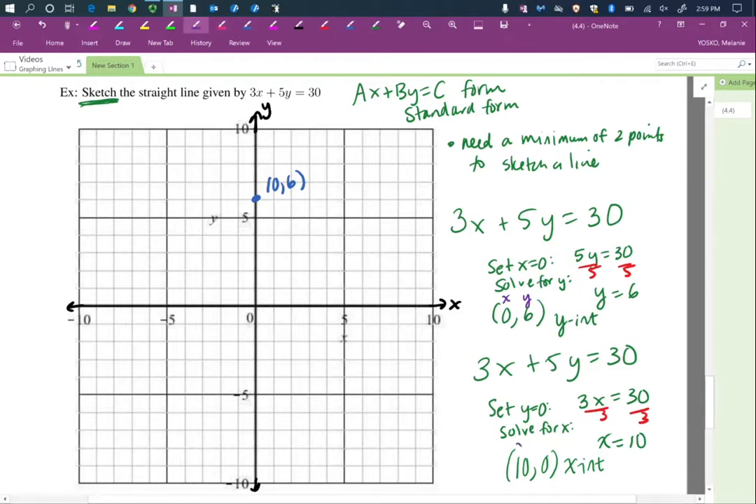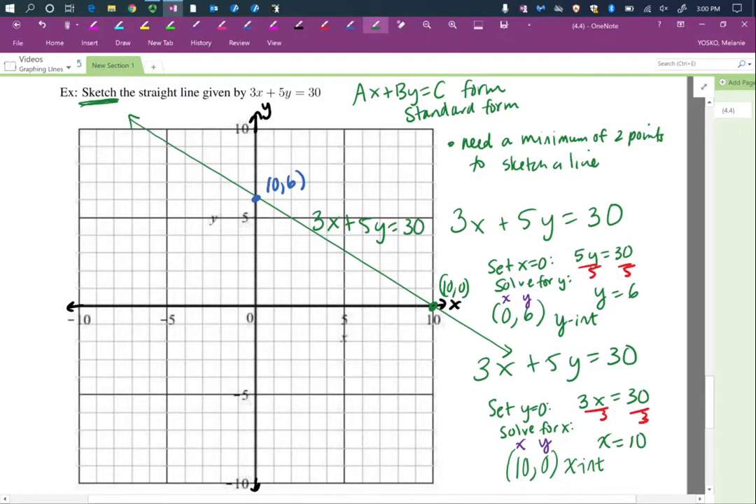Again, this is x comma y. So notice the y is 0, which means I'm going to be on the x-axis. And that's what this is, right? An x-intercept. It should be on the x-axis. So if y is 0, x is 10, I am right here. This is the point 10 comma 0. And we're going to connect this in a straight line. And we're going to label it with the name of the line, 3x plus 5y equals 30.